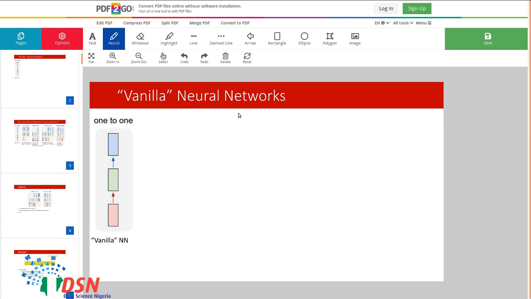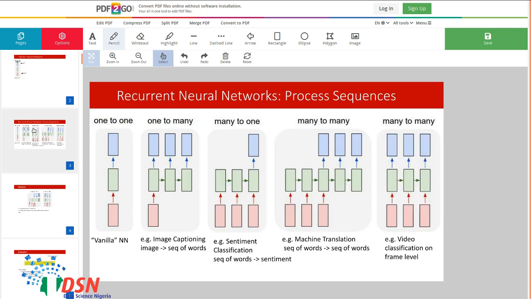In vanilla neural networks, the architecture is something like this. We have some inputs in here, and we get one output. So we call this a one-to-one neural network. Okay, so this is a one-to-one task. We have one input and one output.